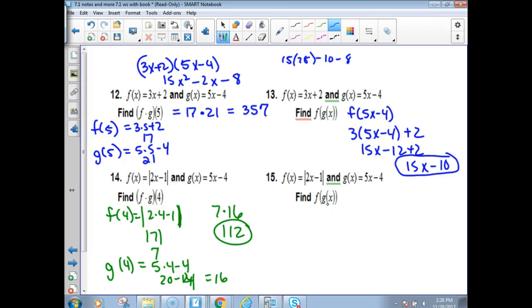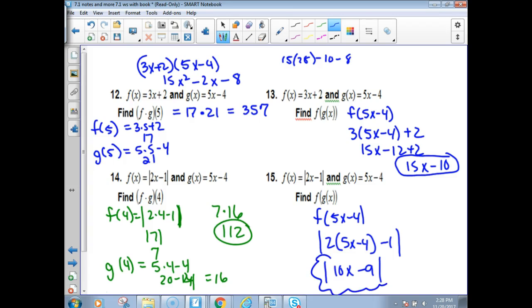F of g of x. Now I'm going to put 5x minus 4 into the f function. The f function takes the absolute value of its input, so 2 times the 5x minus 4, and then minus 1. That's going to be 10x minus 8 minus 1, so minus 9. Absolute value of 10x minus 9.